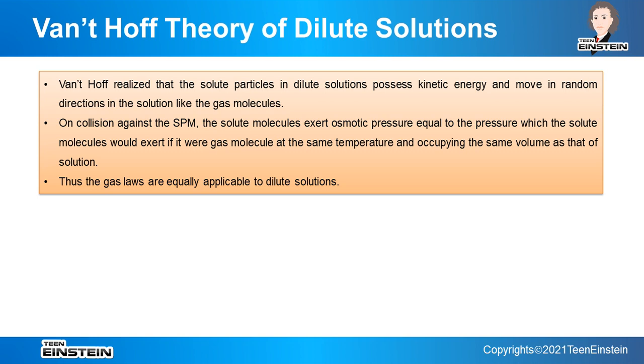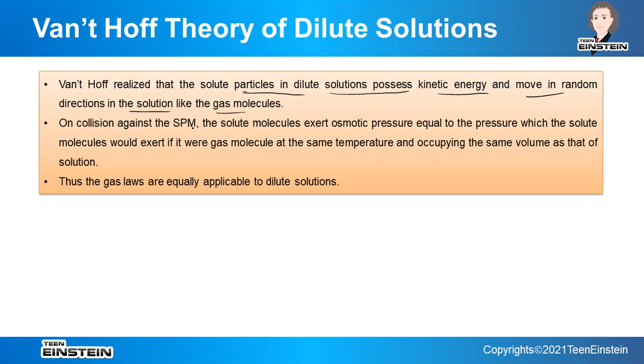Now, Van't Hoff theory of dilute solutions. We know that for an ideal gas there is the equation PV equals nRT. How do we get this equation? By combining Boyle's law, Charles' law, and Avogadro's law. Now Van't Hoff found that there is some similarity between the behavior of gaseous molecules and the solute particles in dilute solution. So he realized that solute particles in dilute solutions possess kinetic energy just like gas molecules and move in random directions in the solution like gas molecules.